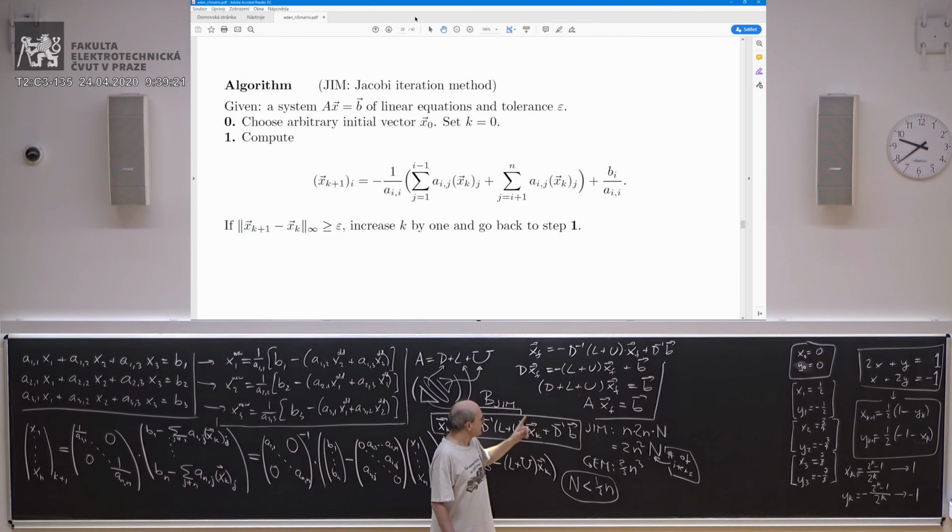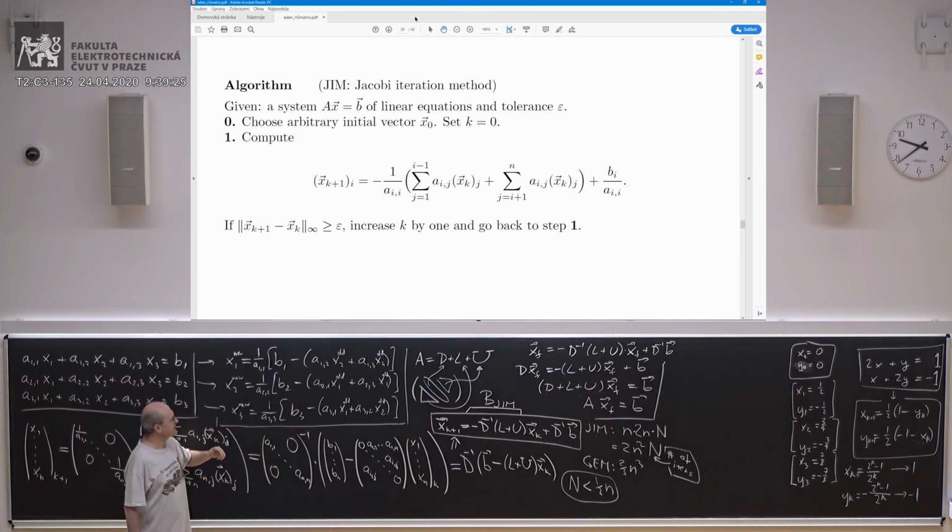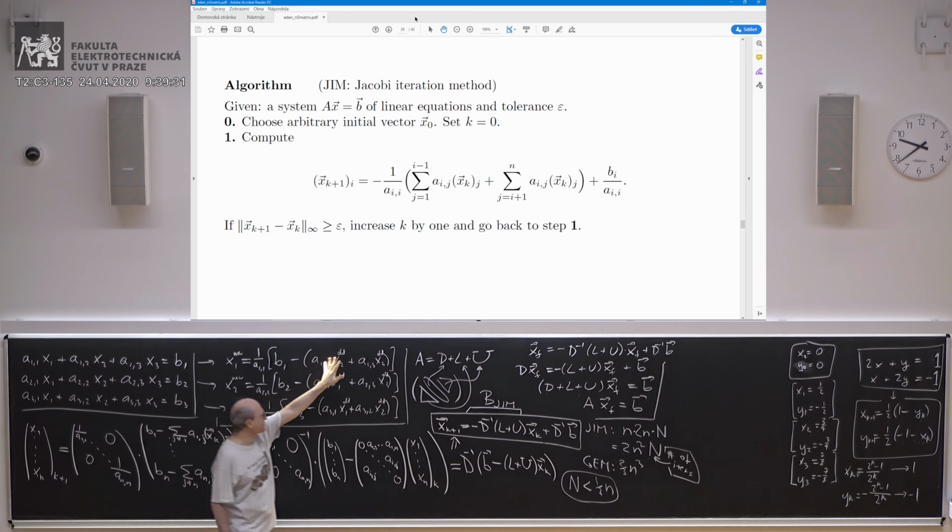Here is an interesting twist. As a programmer, when you look at this formula, you can see that you have to store the vector x actually twice. You have to keep the old vector because you need it in all the calculations.